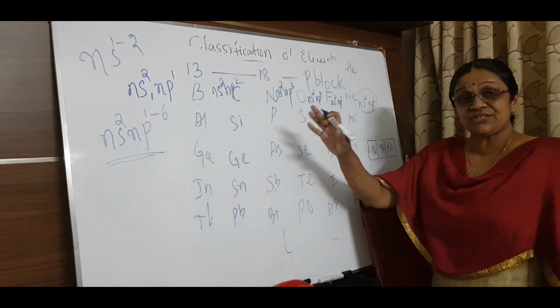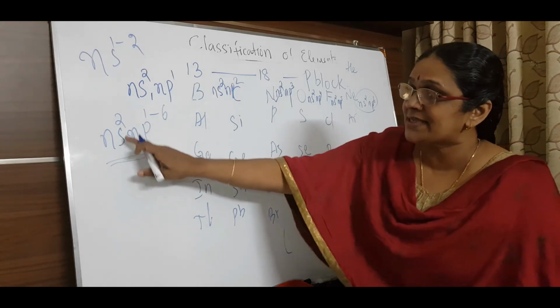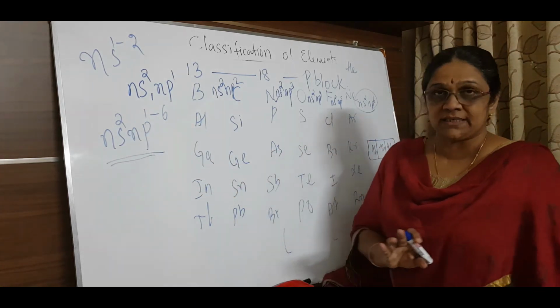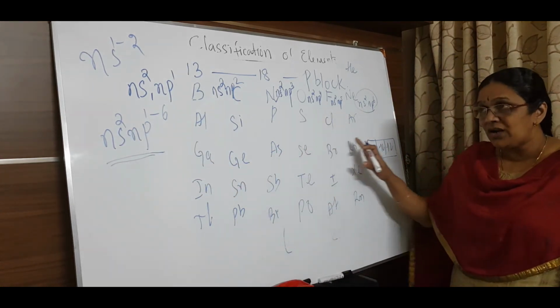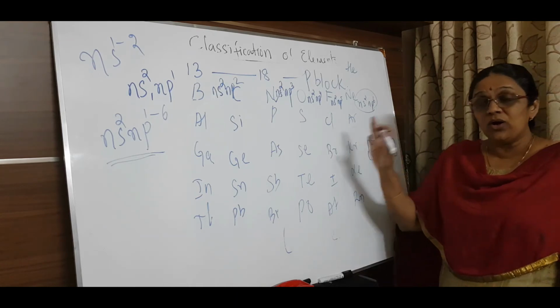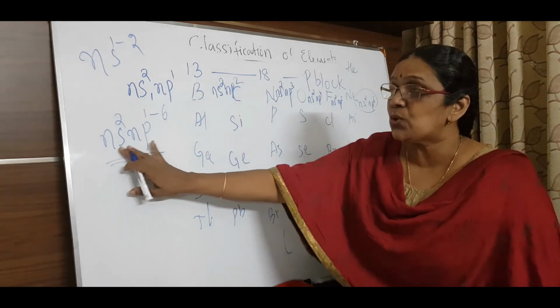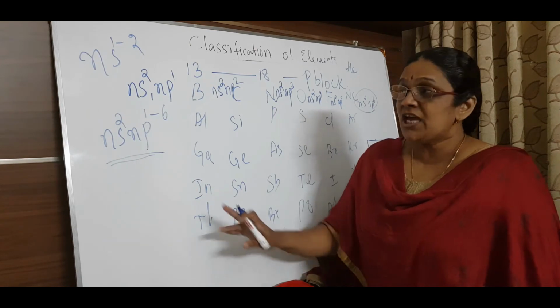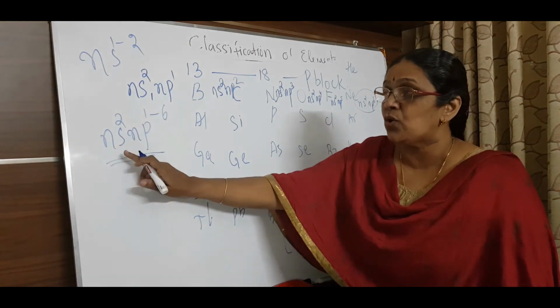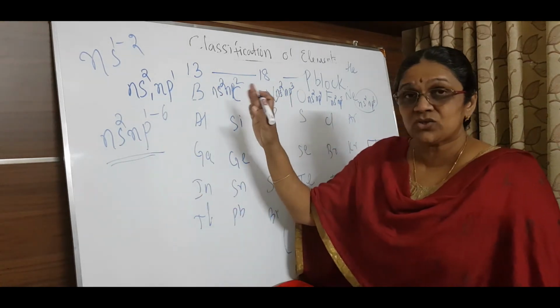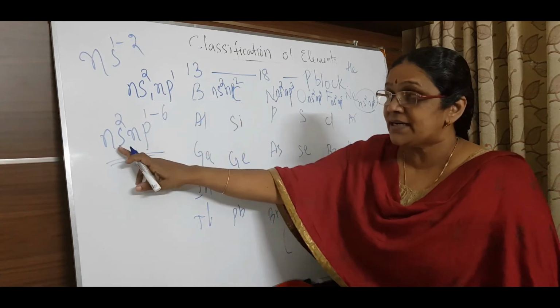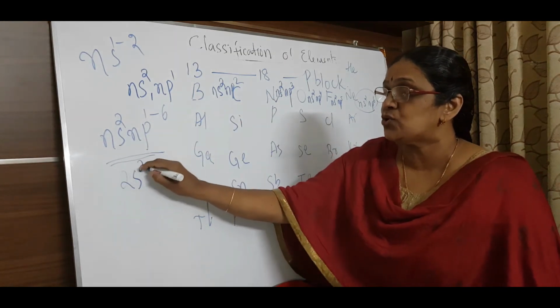So you can write a general configuration as ns2 np1 to 6. In all these cases it will be like that. What is the change? The change is only in the principal quantum number. If it is 2, you can write 2s2. For 1 there is no p orbital, right? So there is no confusion. But in the second group it is 2s2 2p6.